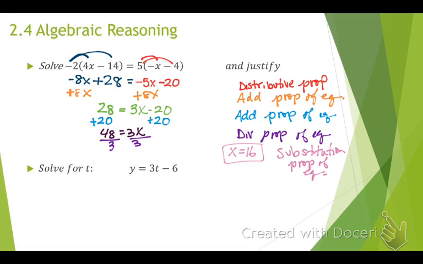Good question. The second part, y equals 3t minus 6. What are we solving for? T. It's already solved for y. We want to solve for t. What is t immediately attached to? 3. So we need to get 3t by itself. I'll give you a second to write it down.